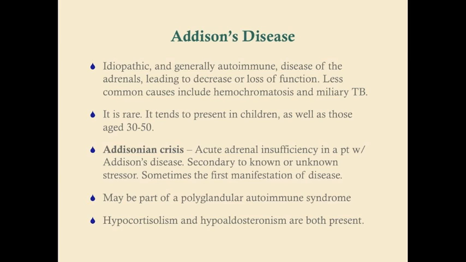The main features of Addison's disease are hypocortisolism and hypoaldosteronism. That is because, remember, Addison's disease is an attack on the adrenals as a whole, and the adrenals make cortisol and they make aldosterone. So if your adrenals are attacked as a whole, you're going to have decreased production of cortisol and decreased production of aldosterone.